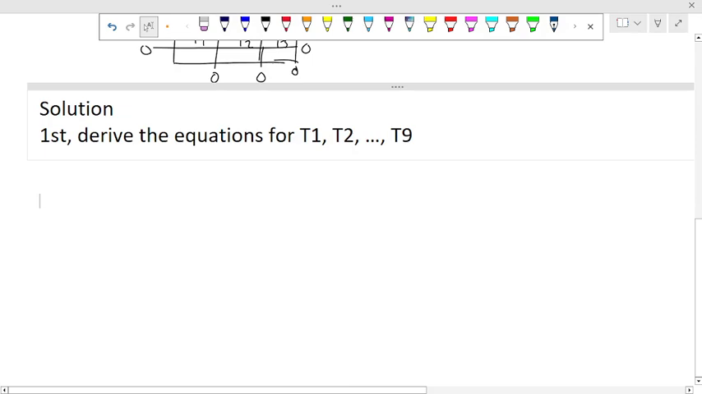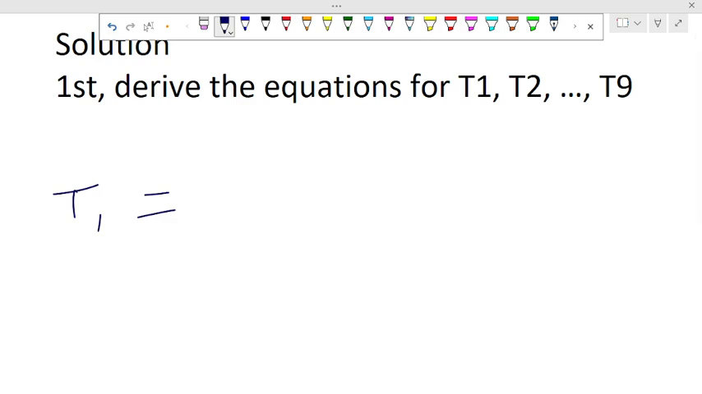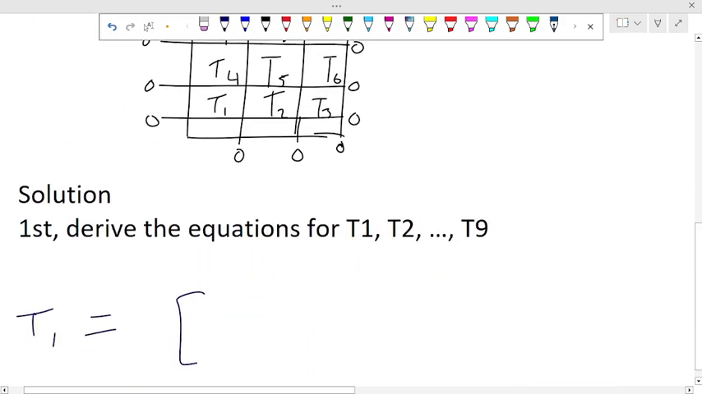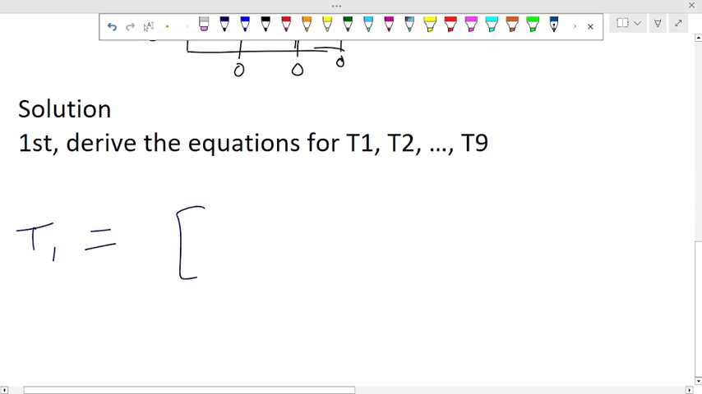So let's just start so we see what I'm talking about. First is to derive the equations for each of them. So let's start with T1. T1 equals, now there's a general form for this Gauss-Seidel method, but let me do this first before I place in that part. Now where is T1? This is T1. So how do we derive the equation for T1?